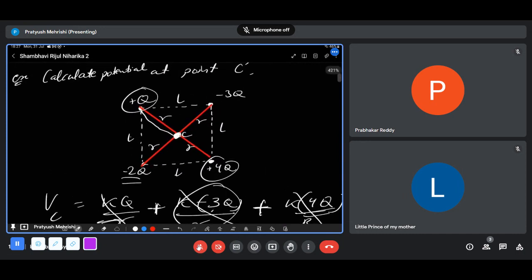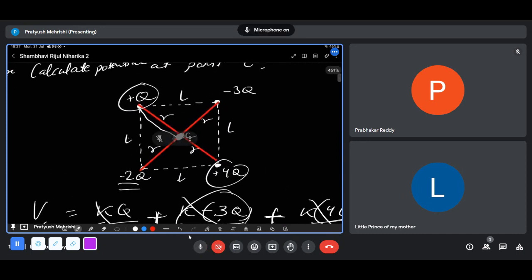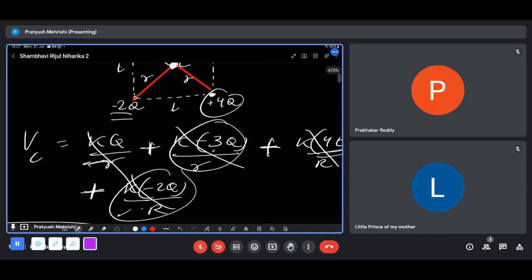Why is it zero? Because potential is a scalar quantity. Because of negative charge, potential will be negative, and because of positive charge, potential will be positive. Total charge is zero. That's why potential at C is Q plus 4Q minus 3Q minus 2Q minus 5Q. So total answer will be zero.